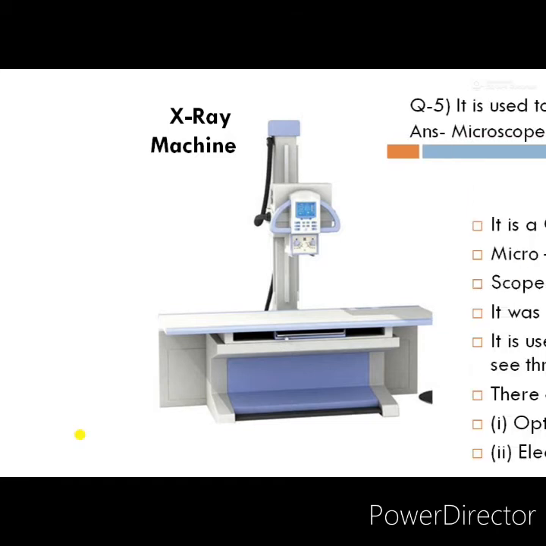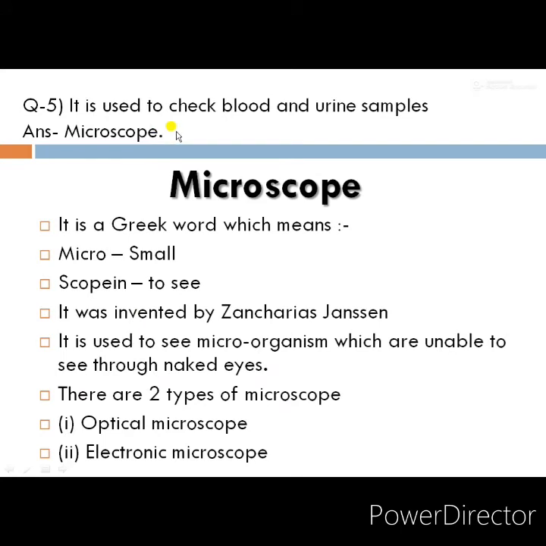The question is, it is used to check blood and urine samples. So which machine is used to check blood and urine samples? Microscope. Write the answer in your GK textbook. This word is derived from the Greek word. Micro means very small. Scopian means to see. So microscope means to see very minute organisms.